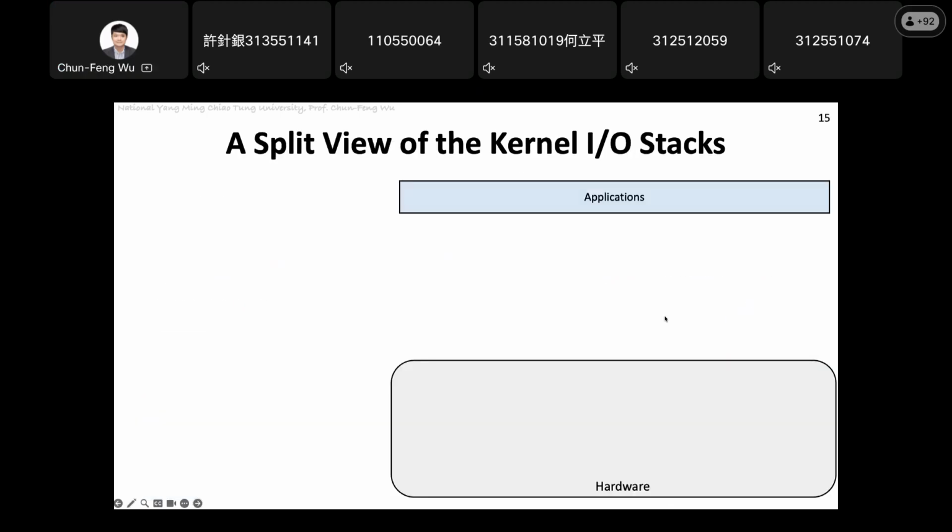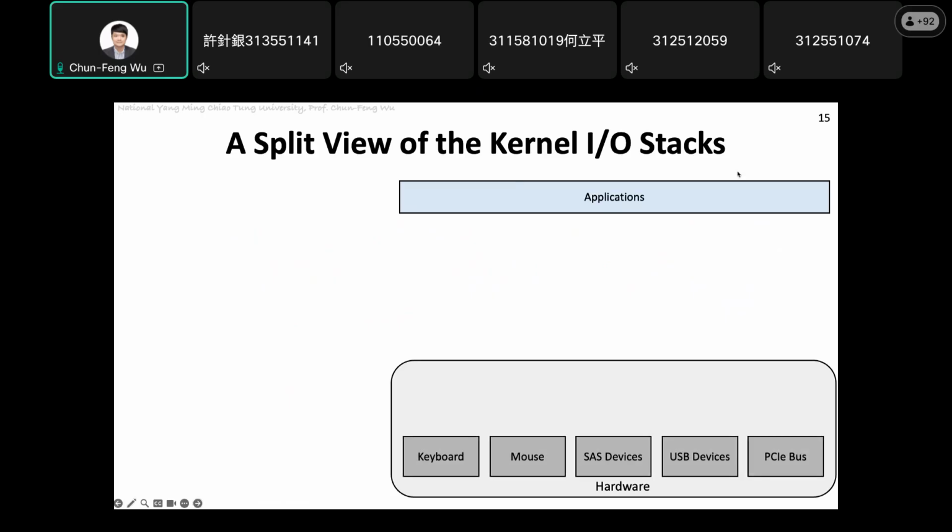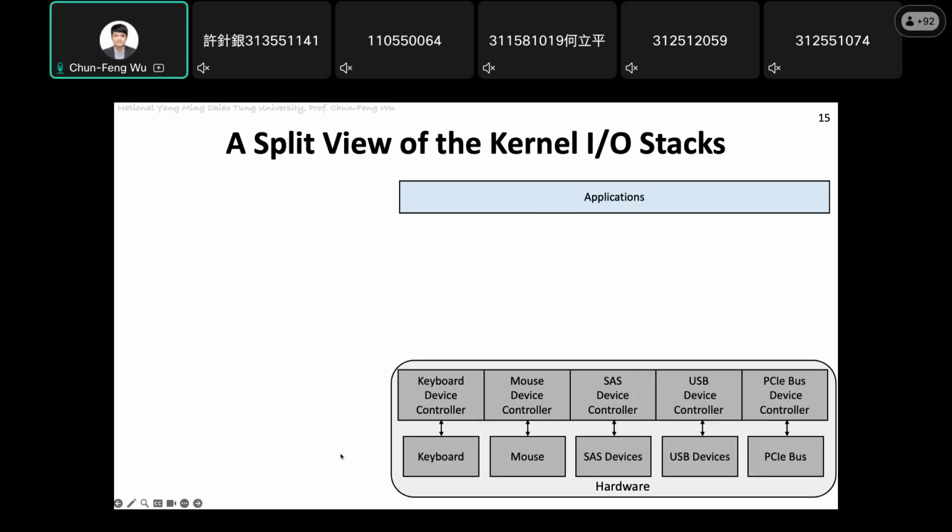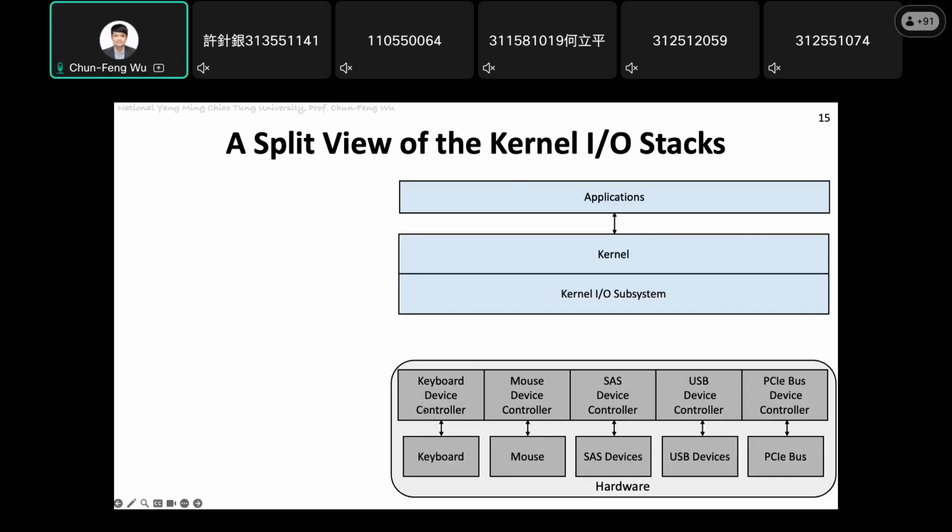Okay, so those are the hardware part or CPU part. So let's move back to the kernel part. This is a split view of the kernel IO stack. So this is applications, and under here, those are hardware, right? There are different hardware devices: keyboard, mouse, SAS, USB, PCIe bus, those kinds of stuff. For each device, there is a device controller here. So there is the keyboard device controller, mouse device controller, and so on.